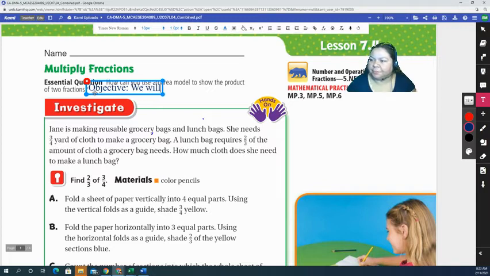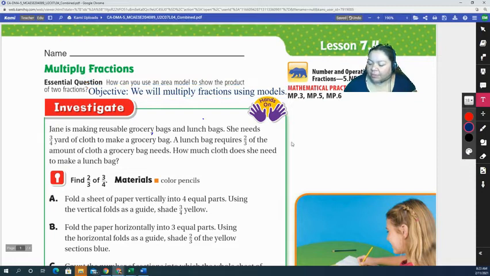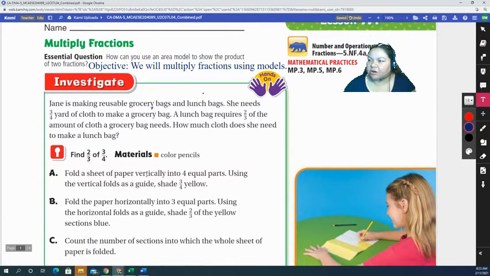We will multiply fractions using models. So yes, we are back to using models, and we're going to be using them to multiply fractions. So let's go ahead and start with our investigation.